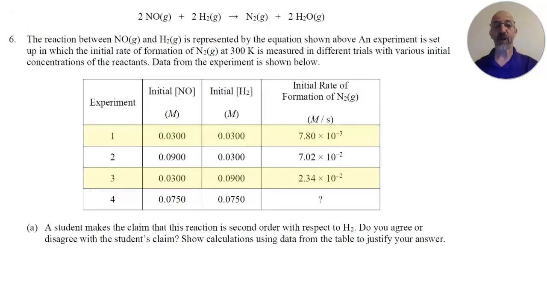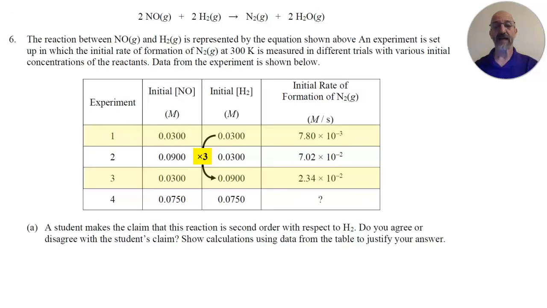So notice that in experiment 1 and experiment 3, we have the same concentration of nitrogen monoxide, but we have a different concentration of hydrogen. That means we can focus our attention on how the change in the initial concentration of hydrogen affected the initial rate of the reaction. Going from experiment 1 to experiment 3, the initial concentration of hydrogen was tripled, or increased by a factor of 3.